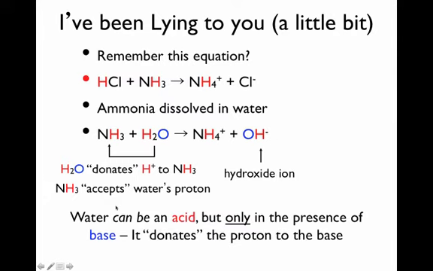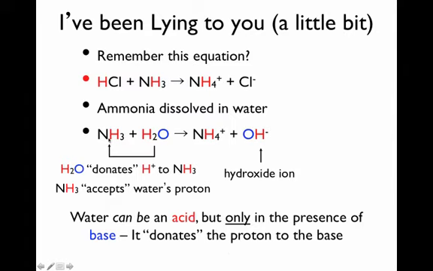So, strangely enough, on the previous slide I said that water can be a base. Under different circumstances, water can actually be an acid. It's not very good at this, but it does it a little bit. Water can be an acid, but only in the presence of a base. If water is in the presence of a base, it will donate, infrequently, but it will do it. It will donate protons to the base.